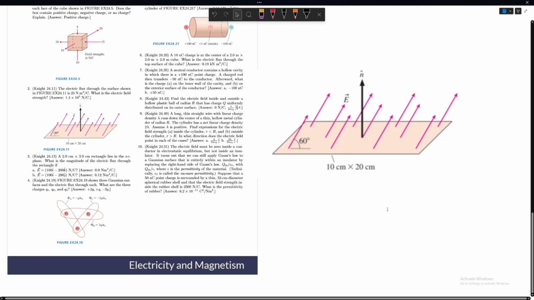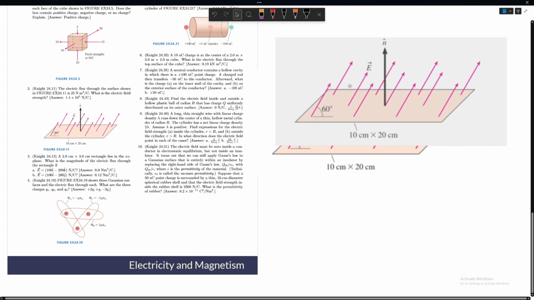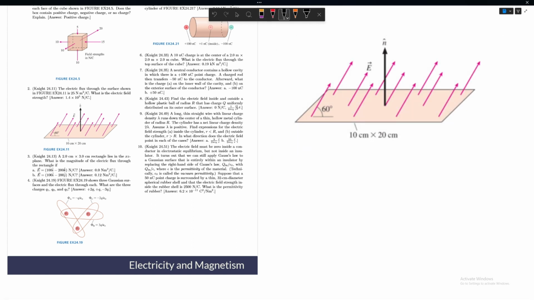All right, so now when I'm looking at this electric flux, what is it saying? The electric flux through the surface shown in the figure is 25. So my electric flux is 25 newtons per meter squared per coulomb. And what this means is there are 25 lines coming out of this page. Actually, is there? 1, 2, 3, 4, 5, 6, 7, 8, 9, 10, 11.